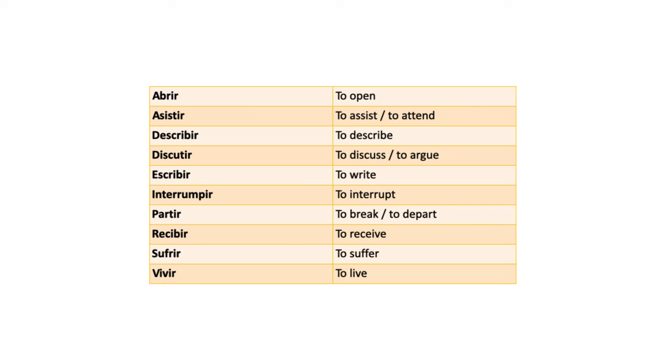Describir means to describe, pretty straightforward. Discutir means to discuss or to argue. Escribir means to write. Interrumpir means to interrupt. Partir means to break or to depart, right? So, yo parto el papel, I break the paper. Yo parto hoy, I depart today, I leave today. Recibir means to receive. Notice the rolling R, right? Recibir. Sufrir means to suffer. And vivir, the one we just did, means to live. And notice vivir. Remember that in Spanish, we don't have a different sound for V, right? It doesn't sound V, it just sounds B, like the other B, so vivir.